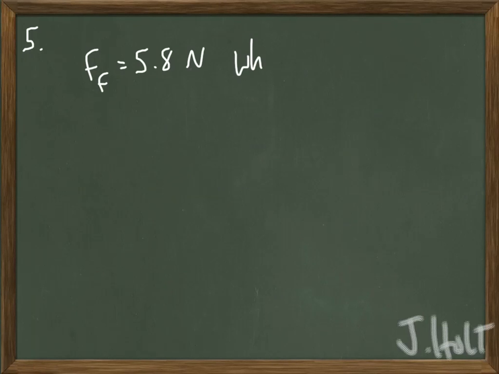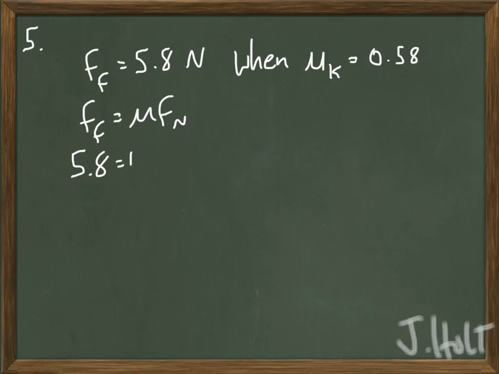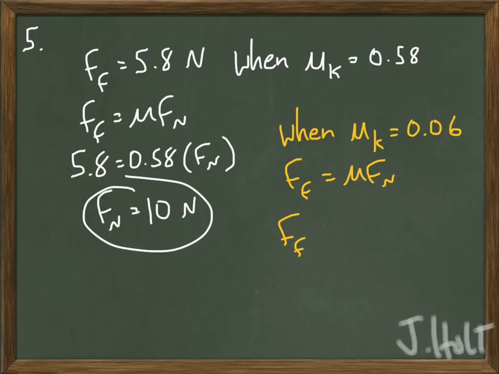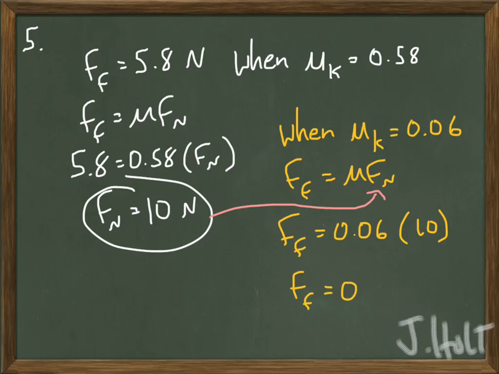In question number 5, we're talking about the difference between different coefficients of kinetic friction. We're given the force of friction when the coefficient of friction is 0.58. So we can divide the force by mu to find the normal force. Once we have the normal force, we can figure out what the force of friction would be with a different mu, because the formula for the force of friction is mu times the normal force. So given the new mu, and knowing what the normal force is, we can plug in to solve the new force of friction.